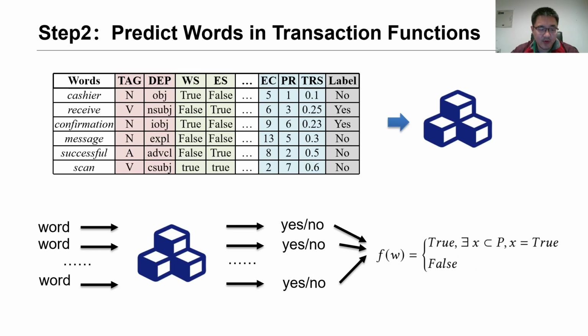Second, with the built features, we train a binary classifier to predict whether each word will appear in a function. The positive words will be used as keywords for the function construction.